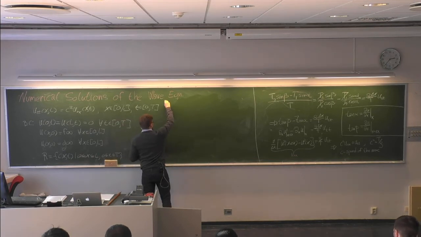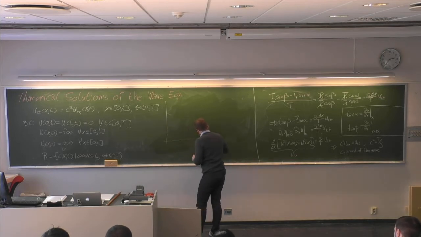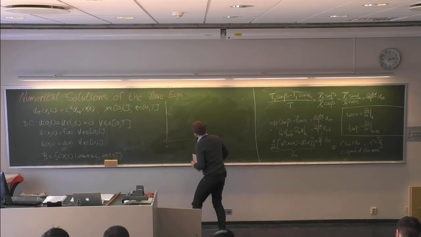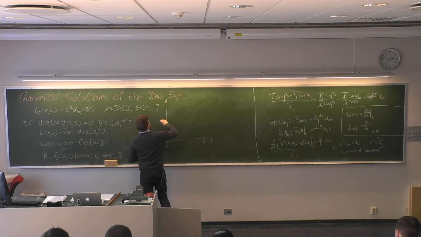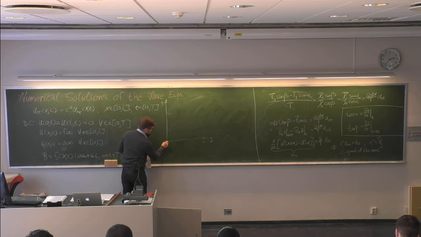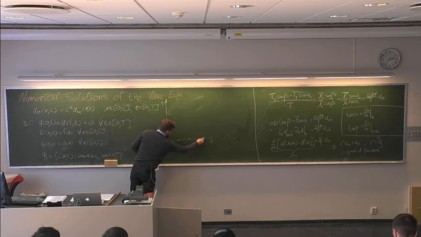So our region R is just bounded. We have L over here, 0, the length, and then time moves up. This is T. Then we have a discretization of space, so we will have different points along this axis.